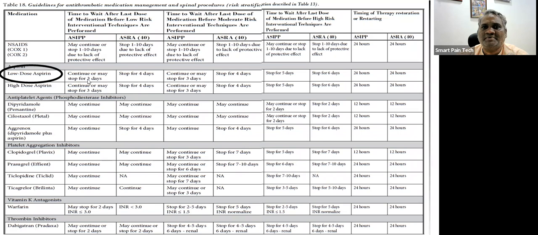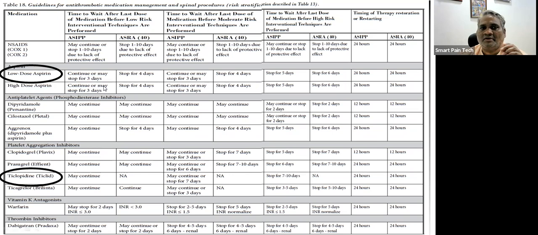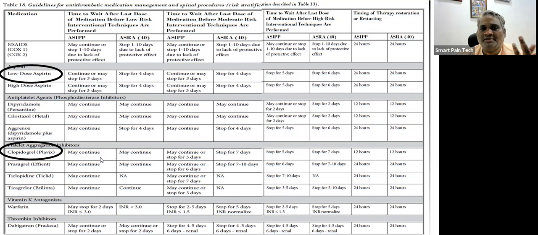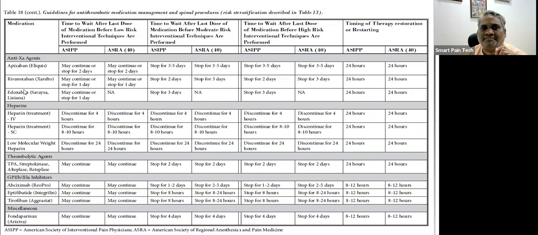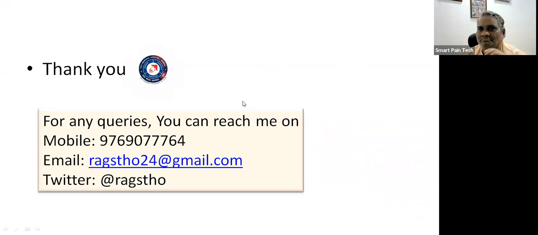Low dose aspirin, ASIPP. We follow ASIPP for our blocks, and this is for regional anesthesia. They say you continue or may stop for 3 days. Clopidogrel may continue. Apixaban, most of our patients are on low molecular weight heparins. You discontinue for 24 hours, and after the block, after 12 hours, you can start it. This is what it is.